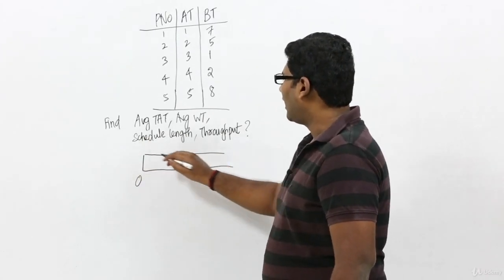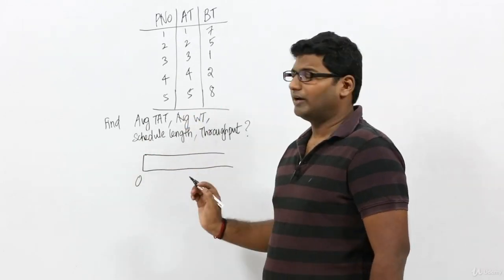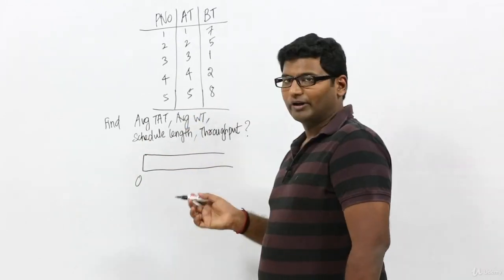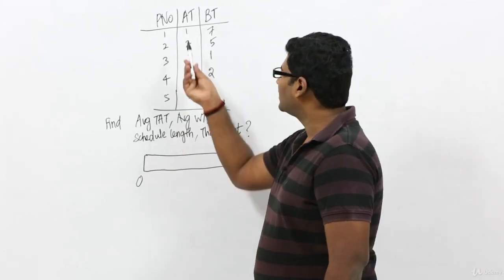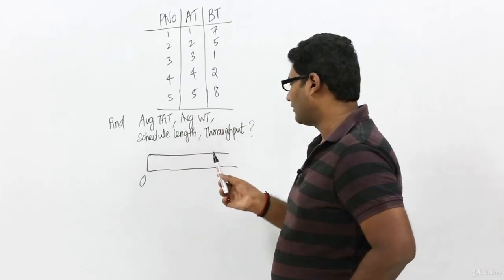One more important point, even for this problem, we need to assume that no process needs IO time. The IO time of all the processes is 0. That is our assumption, and that is a very important point.